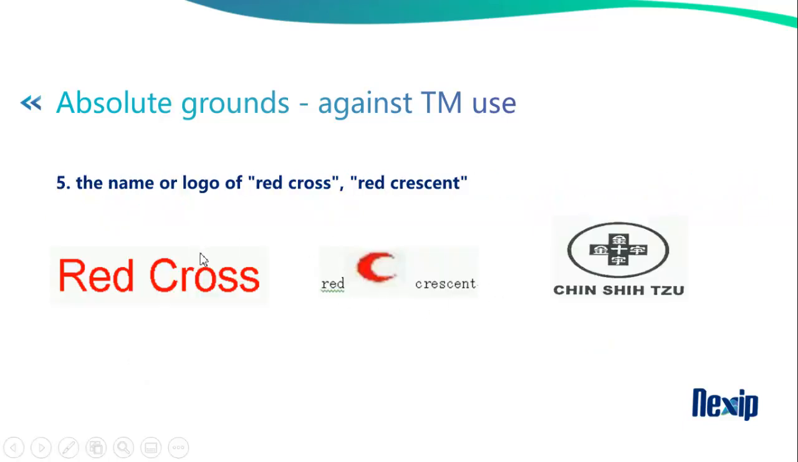And this number 5, any mark identical or similar to the name or logo of the Red Cross or Red Crescent cannot be registered and used as trademarks in China, such as Red Cross, Red Crescent, and this mark, as it contains a device which is quite similar to the Red Cross, so it cannot be allowed to be registered and used as trademarks in China.